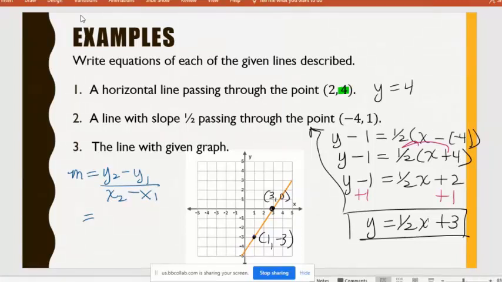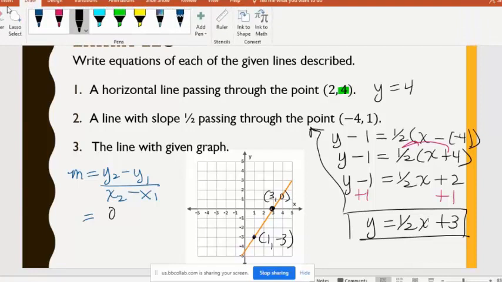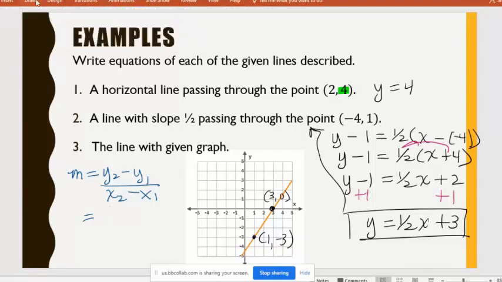Okay, but we're not there yet. All we're doing right now is finding the slope, if that makes sense. So yeah, if you know it's not one of those special lines, first thing, find the slope. So that's 0 minus negative 3 over 3 minus 1. And that's 0 minus negative 3 is 3, over 3 minus 1, which is 2. 3 halves. That's the slope.